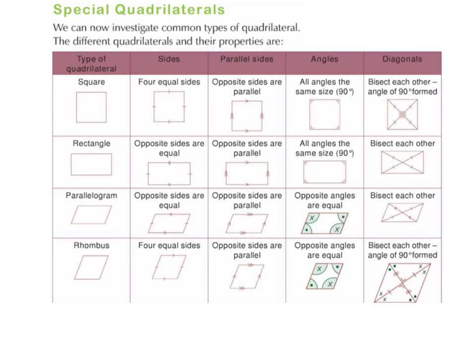Special quadrilaterals. So a quadrilateral is a four-sided shape. So we're going to have a look at four different quadrilaterals and their properties. So let's start off with a square.